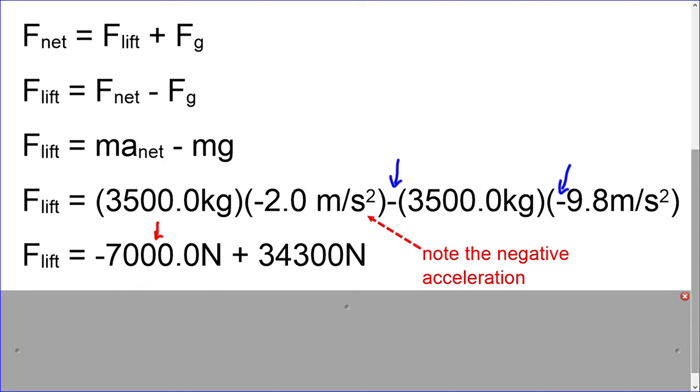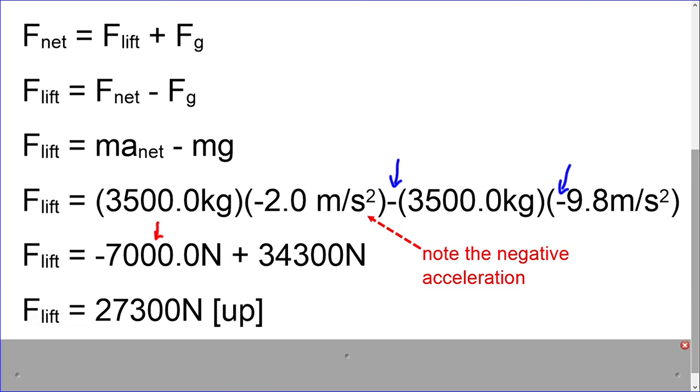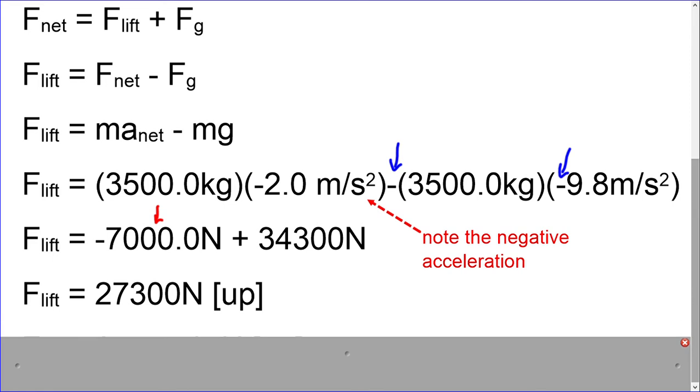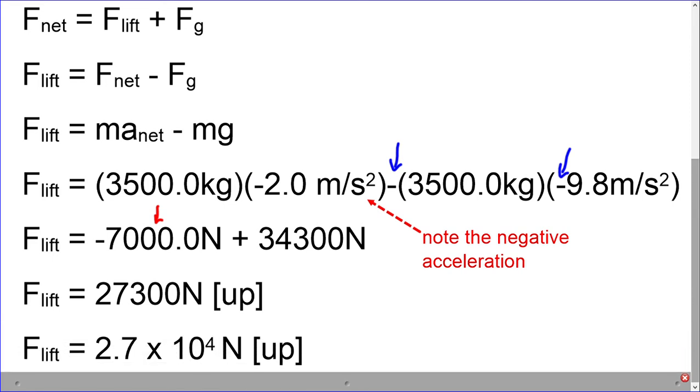So the net acceleration or net force is indicating a downward motion. My force of gravity 34,300, and that means now that my lift force is 27,300 newtons heading up, and then when I correct for significant digits, it's 2.7 times 10 to the 4 newtons going up.